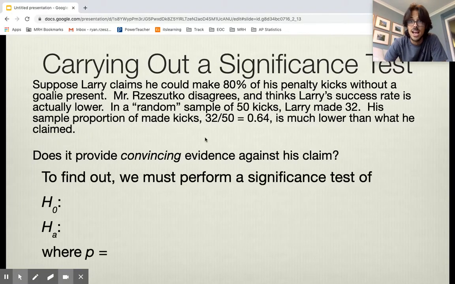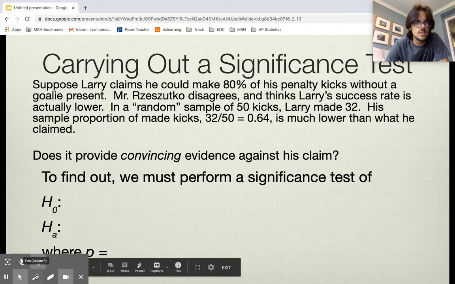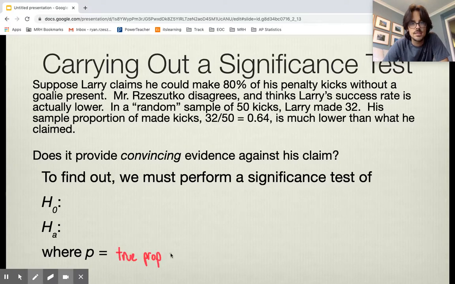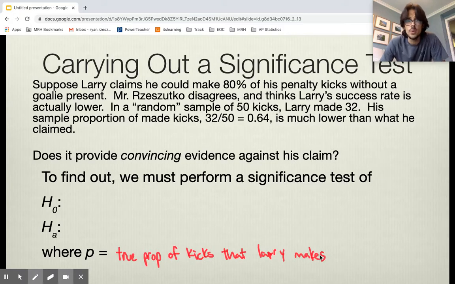So the first thing we would do is we would establish our hypotheses. And in fact, the hypotheses would have happened before we even got that 64% in the first place. So what we're interested in for this problem, we're basically running a test on p, where p is going to be the true proportion of kicks that Larry makes. So we're looking at what percent of his kicks actually go in the goal.